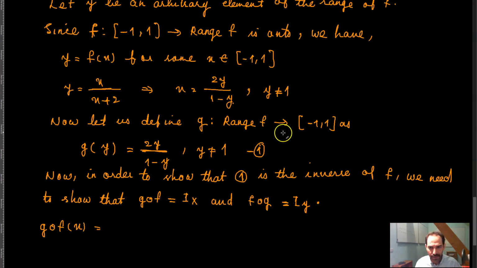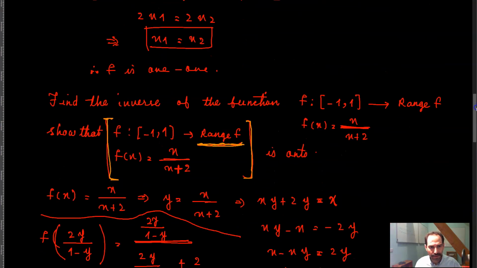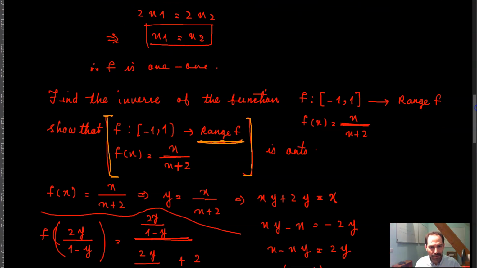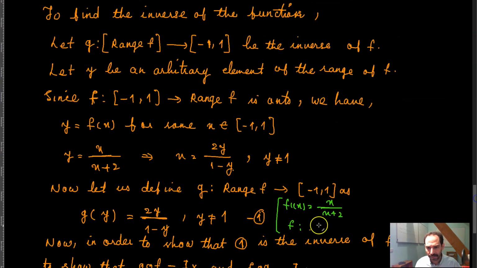Write it over here. F of x is equal to x over x plus 2, and f is a function that goes from (-1, 1) to the range of f.